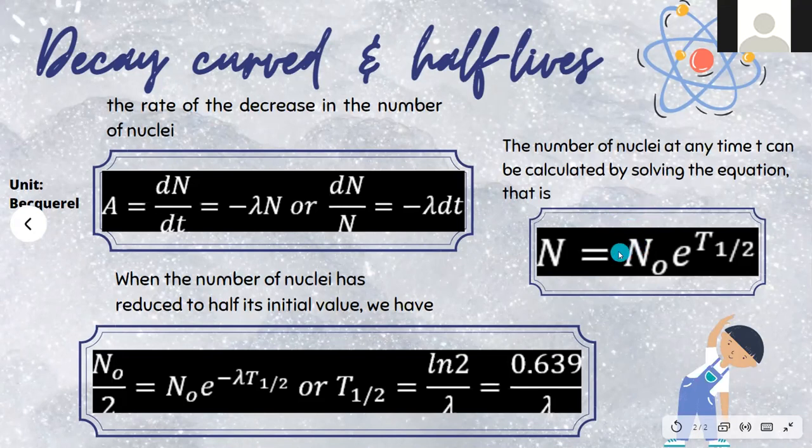When we talk about decay curves and half-lives, we have the equation related to half-lives. When the number of nuclei has reduced to half of its initial value, N naught over 2 equals N naught e to the power of negative lambda T half. Or you can simply use T half equals ln 2 over lambda, which equals 0.693 over lambda.